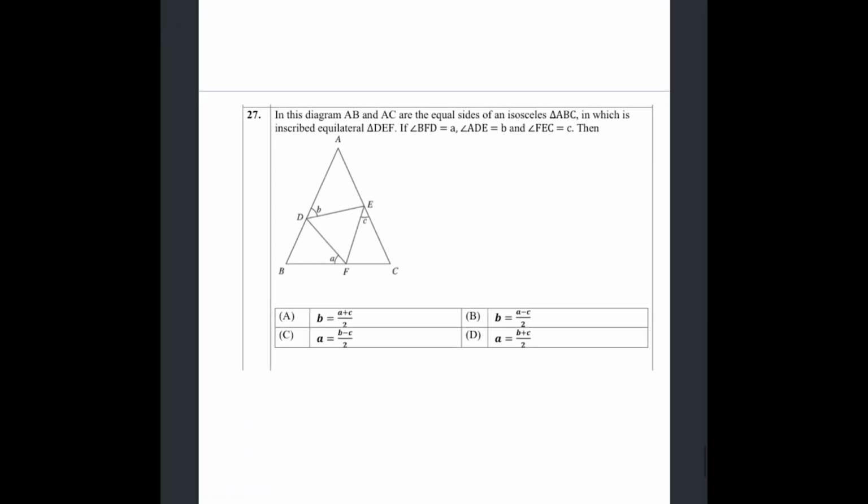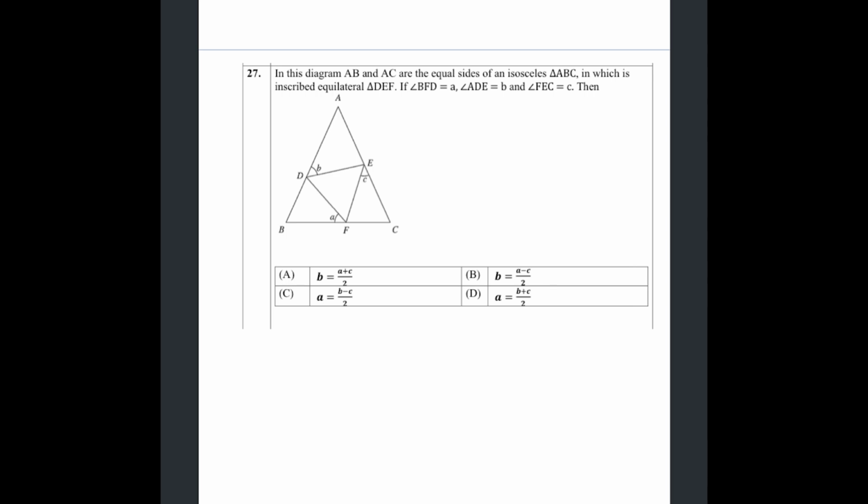Okay, in this, we're given that AB and AC are equal sides of an isosceles triangle ABC, in which this triangle inside it is equilateral, right? So these angles are 60 degrees, all these angles are 60 degrees, and these two angles are equal, right? Because the bigger triangle is isosceles. Okay, so we're asked to find the relationship between these three angles A, B and C, right? These three, A, B and C.